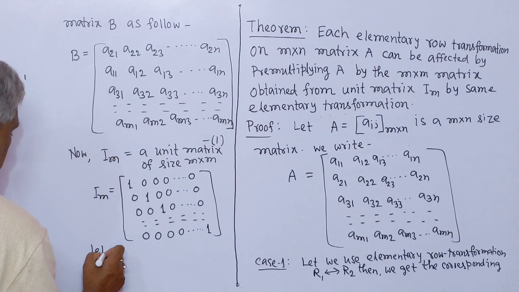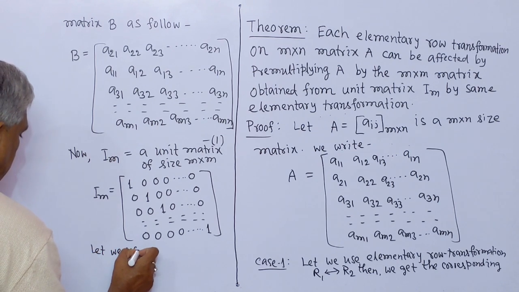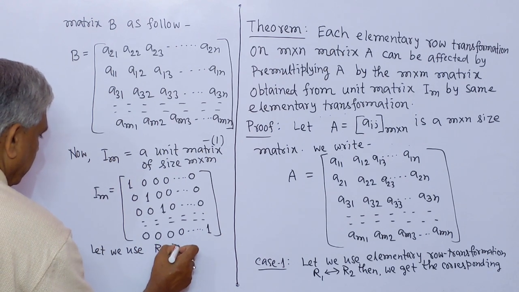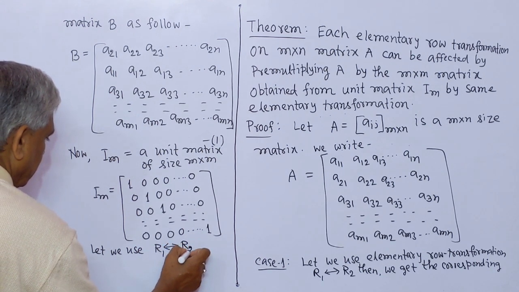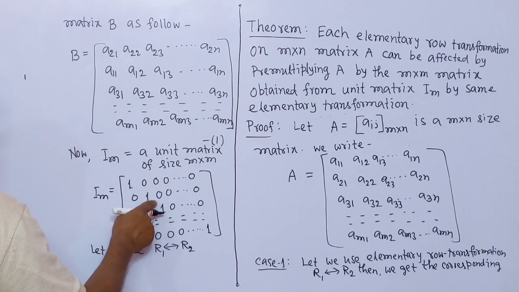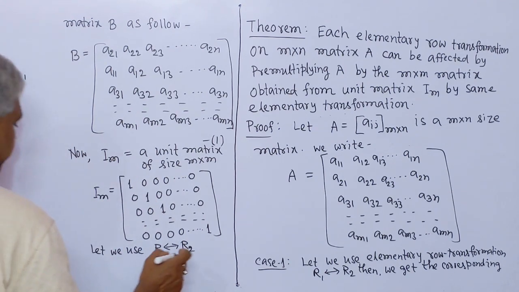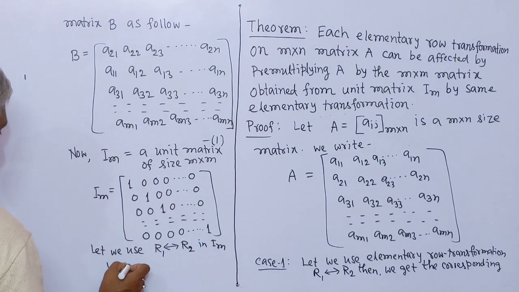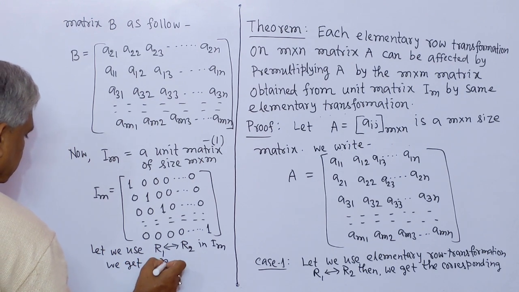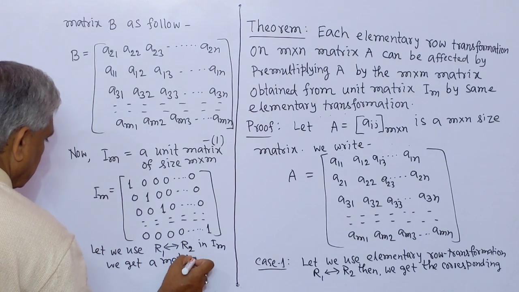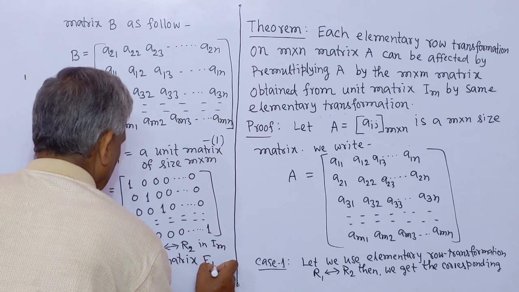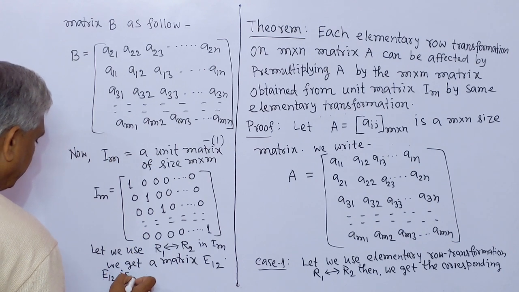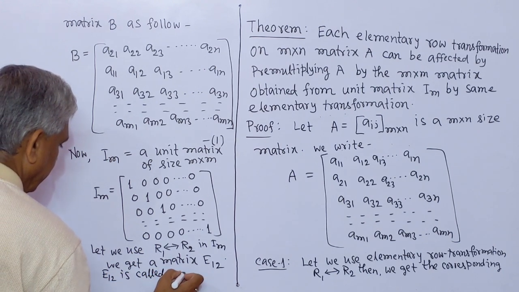Let us use R1 R2, which means interchange of the first row and second row in Im. We get a matrix E12. E12 is called an elementary matrix.